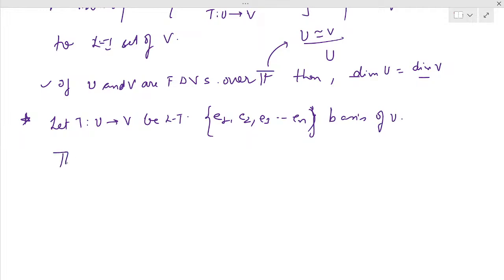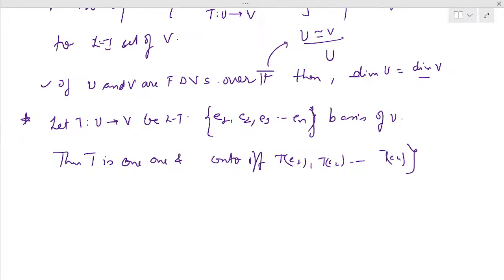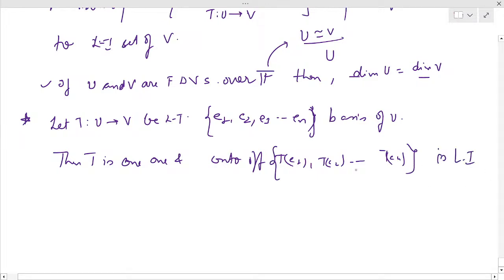Then T is 1-1 and onto if and only if TE1, TE2, ..., TEn is linearly independent. So if this set does not appear to be linearly independent, then T cannot be 1-1 and onto. This is a very, very powerful statement.